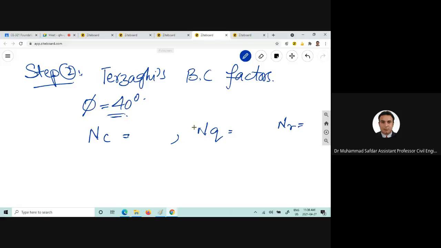Okay, so please repeat. NC equal to 100, sir. Okay, this is 100. NQ equal to 80. This is 80. This is 100. Anyone who wants to differ with these or disagree with these values? Sir, table mein thoda sa different hai. Okay, table mein thoda sa different hai. What are those values? Please say it.